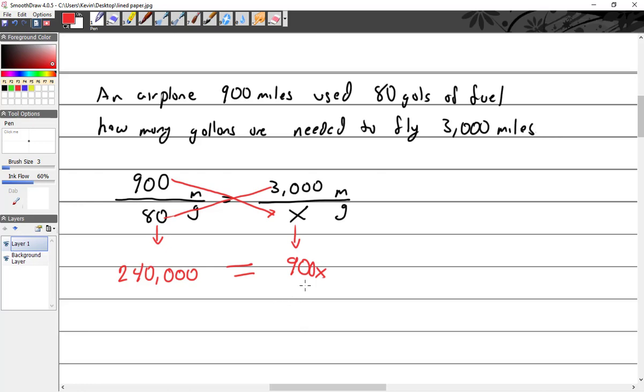All right, so what do I have to do? Divide by 900. Divide both sides by 900. So that's going to cancel out. 900 divided by 900 is 1. So is 90 divided by 90, by the way. And 240,000 divided by 900 equals 266.7 gallons.